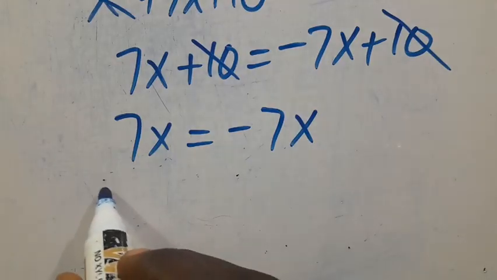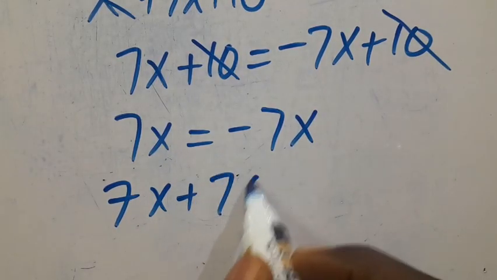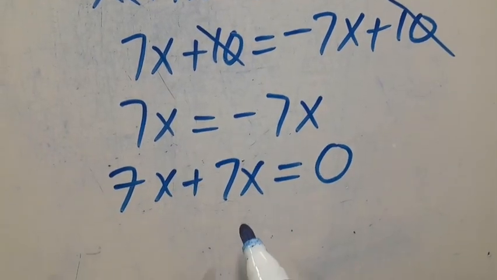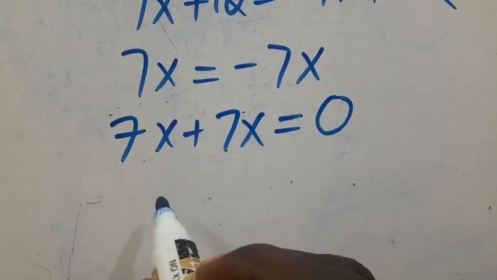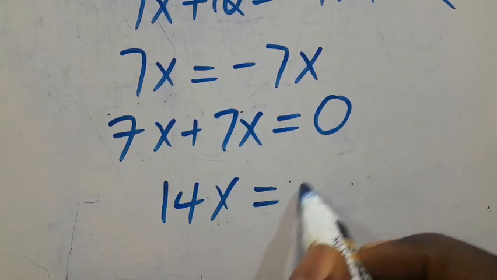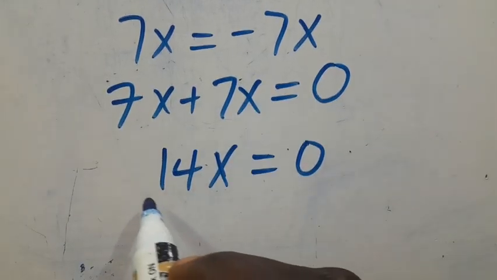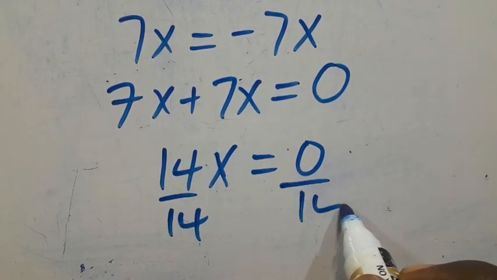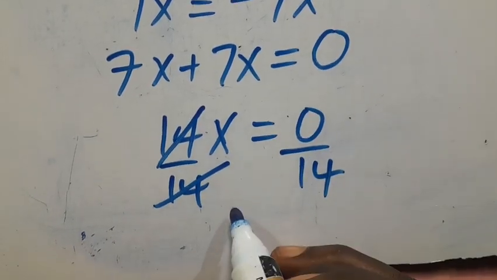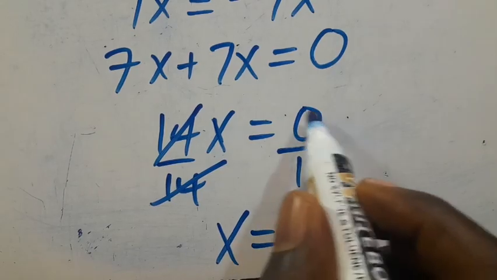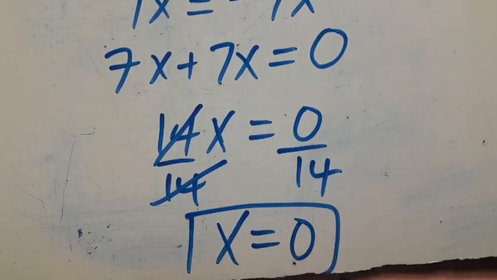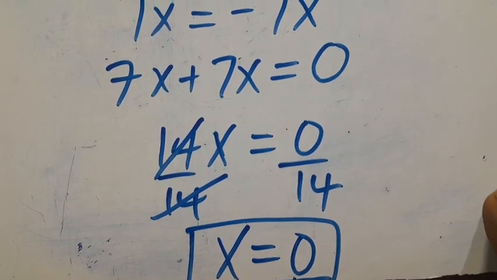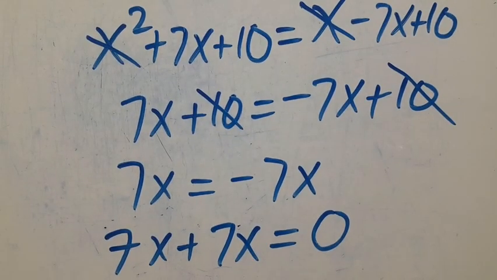Taking this one to the other side, we have 7x plus 7x, then we set everything equal to 0. From here, 7x plus 7x will give us 14x equals 0. So dividing through by 14 to get the possible value of x, we are going to have x equals 0 divided by 14, which gives us 0. That is our first case solution. Then let us go and check the second solution.